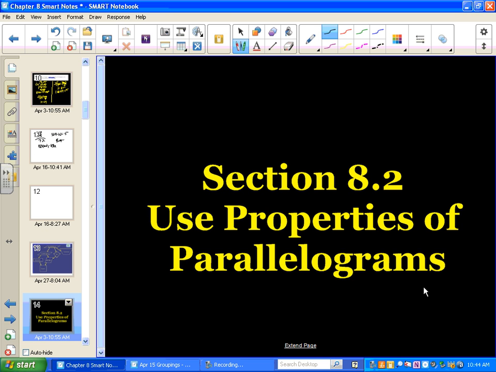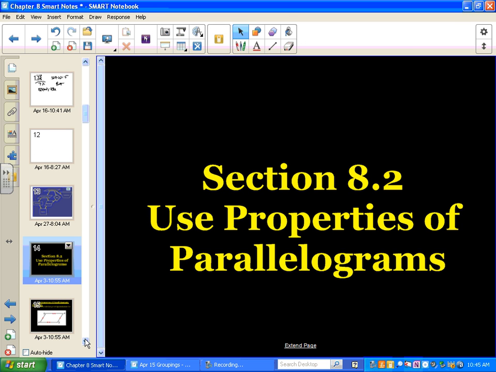Okay, going into section 8.2. This section, we already pretty much did most of it because this is how we reviewed and practiced for the coordinate proofs in chapter 5. But we'll run back through it and retouch upon these things. That way we're all on the same page. So it starts off with a parallelogram. What's a parallelogram?